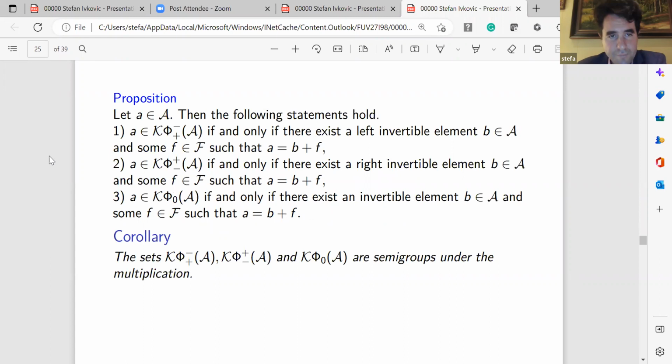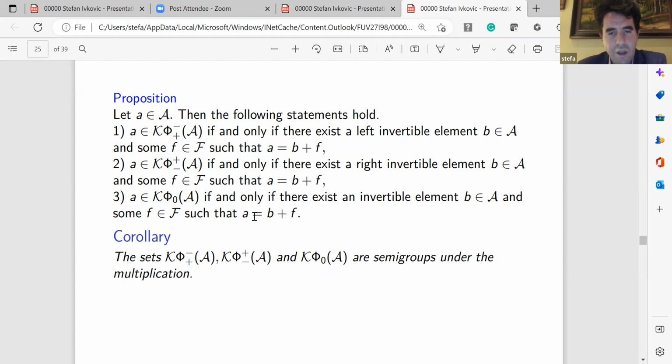And now we have a characterization of semi-Weyl type elements. So A is an upper semi-Weyl type element if and only if there exists a left invertible element B in A and some finite type element F in F such that A is equal to B plus F. Also, A is a lower semi-Weyl type element if and only if there exists a right invertible element B in A and some finite type element F in F such that A is equal to B plus F. And finally, A is a Weyl type element if and only if there exists an invertible element B in A and some finite type element F such that A is equal to B plus F.